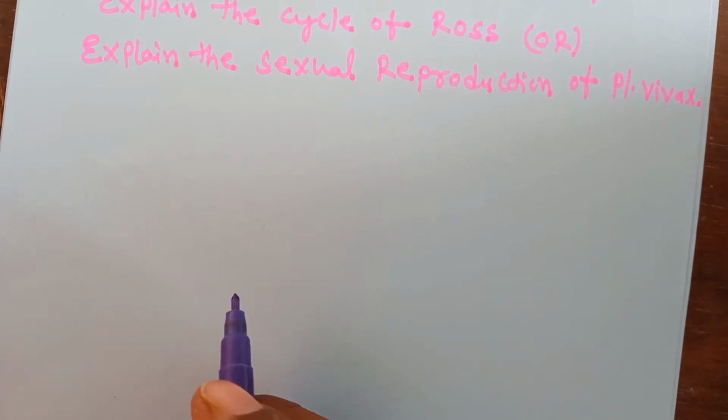One is the microgametocyte, another is the macrogametocyte. These two gametocytes are present in our peripheral blood vessels, and their further development takes place in the mosquito body. But how do they reach the mosquito body?